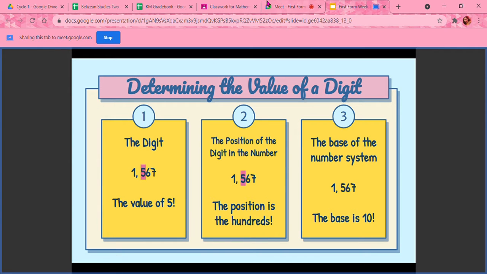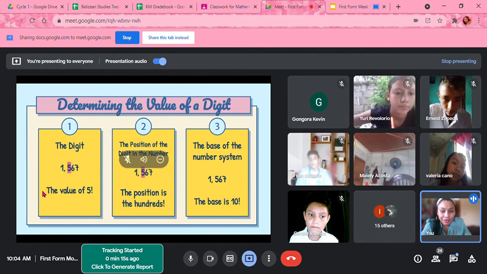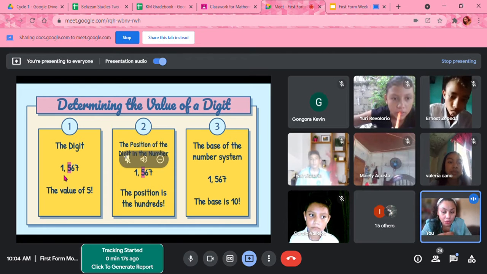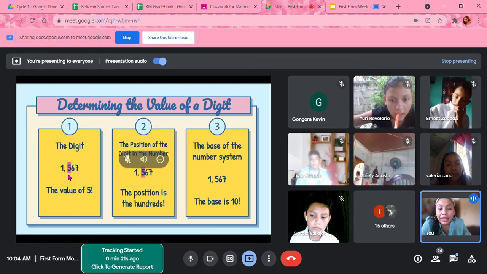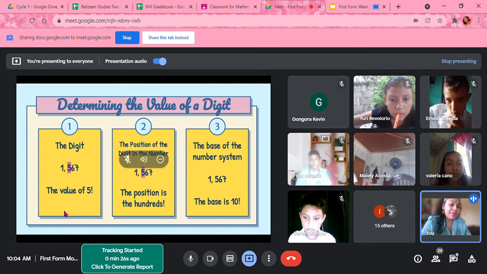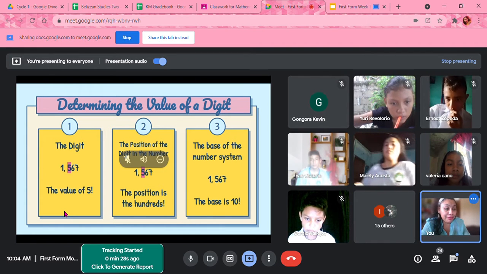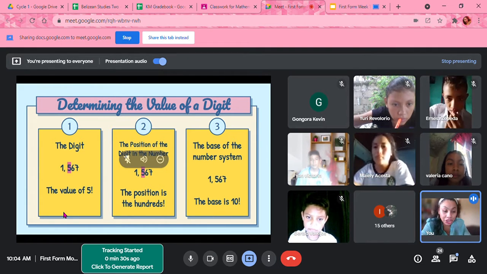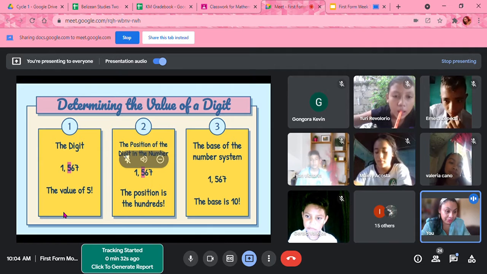So, reviewing again, if I gave you a number, 1567, and I highlight the 5, you can tell me, okay, the value of that number is 5. I can see it's a 5. I know it's a 5. You can tell me that, right?